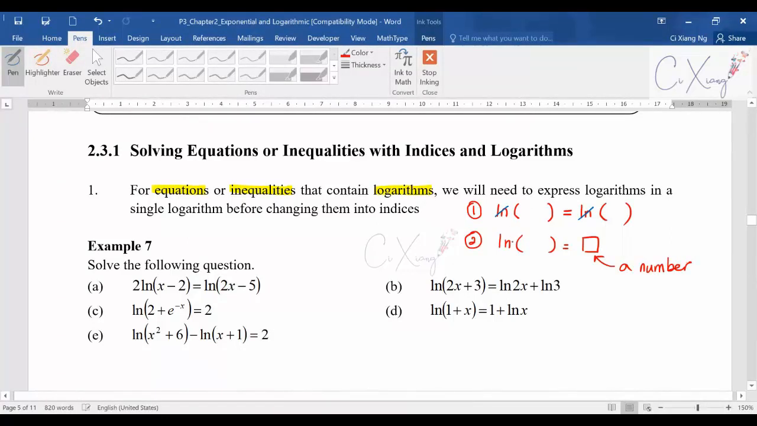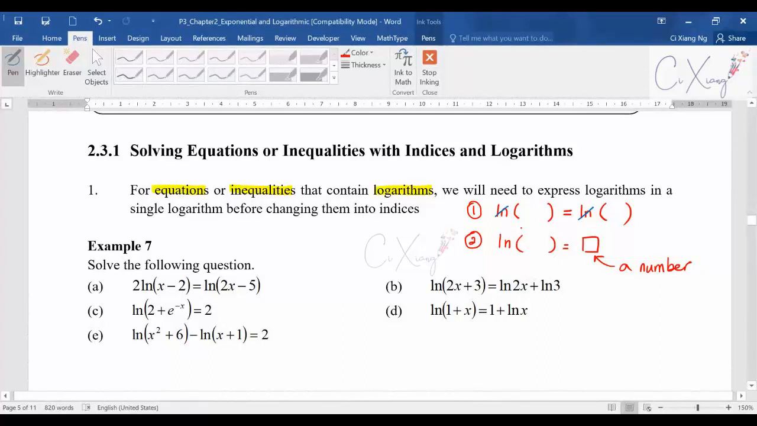You can rephrase it, then bring the log over and try to solve it. So when you want to solve an equation with a log function, generally these are the guidelines for you. You can express it either into pattern number 1 or into pattern number 2.